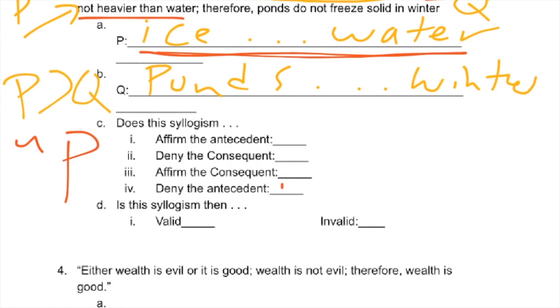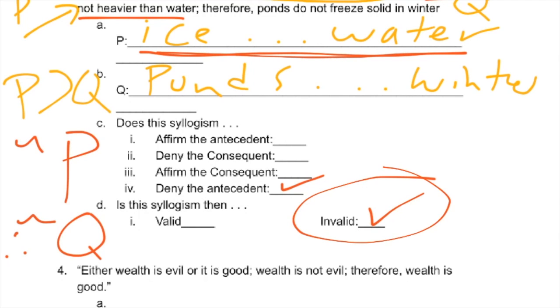We're denying the antecedent. And I know right off the bat that is an invalid form of reasoning for hypothetical syllogisms. You can't deny the antecedent and prove that the consequent does not exist either. This is an invalid syllogism as a result. The idea that ponds do not freeze solid in winter, I know off the bat that that's not a true proposition, and even so, it does not follow from the premises in this argument because this is an invalid form of reasoning for a hypothetical syllogism.